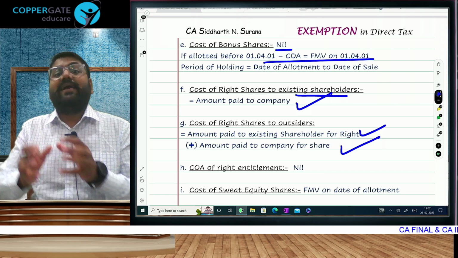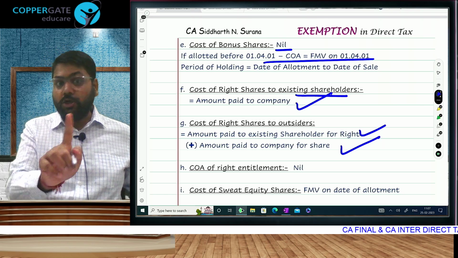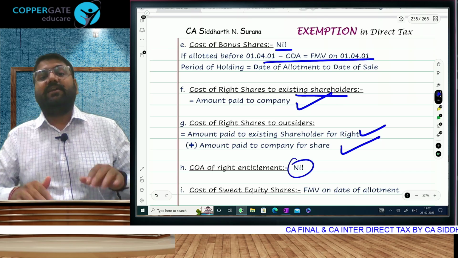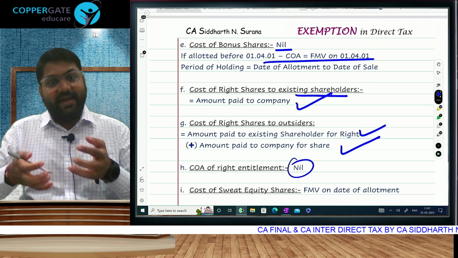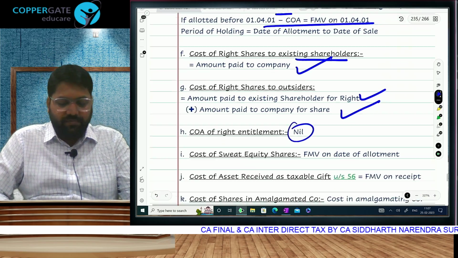And what about the right entitlement? Do we know that the existing shareholder has sold the right? He has not sold the share, but the right. And that cost will be 0, because for the right he has not paid anything. The right has come free with the original share. So the cost of that right is going to be 0.